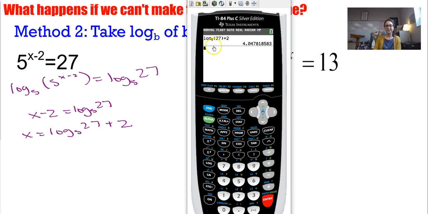Now we can test that, right? If I take 5 to that power minus 2, so if I do this, and I go to the answer, which is second negative, and then minus 2, I'm just plugging x back in here. I should get 27, and there it is, okay? So x is 4.048.